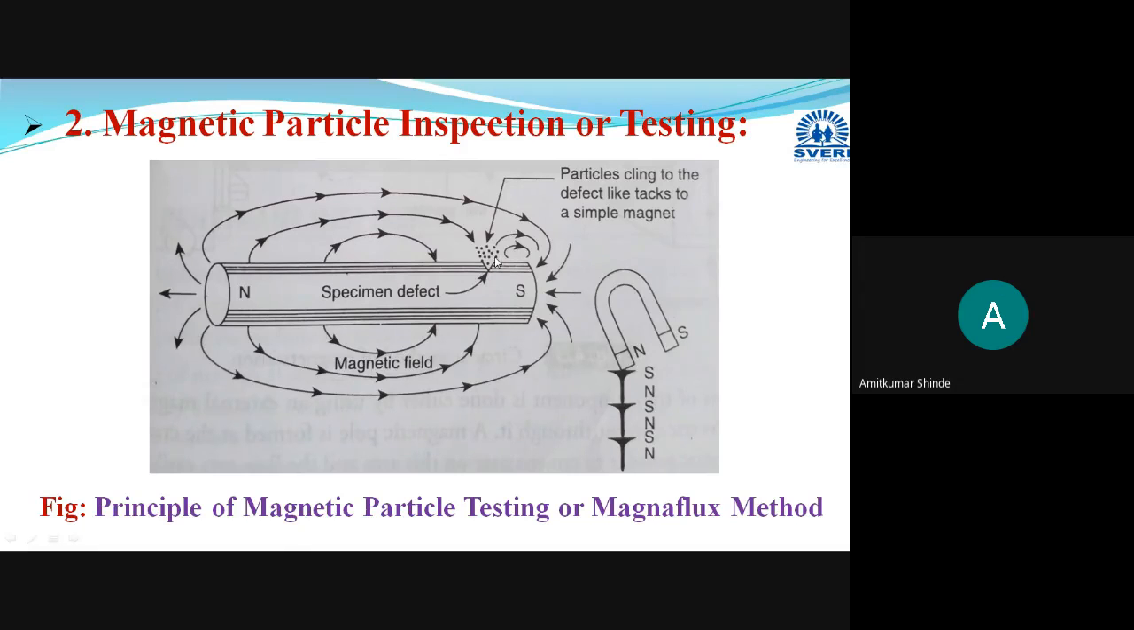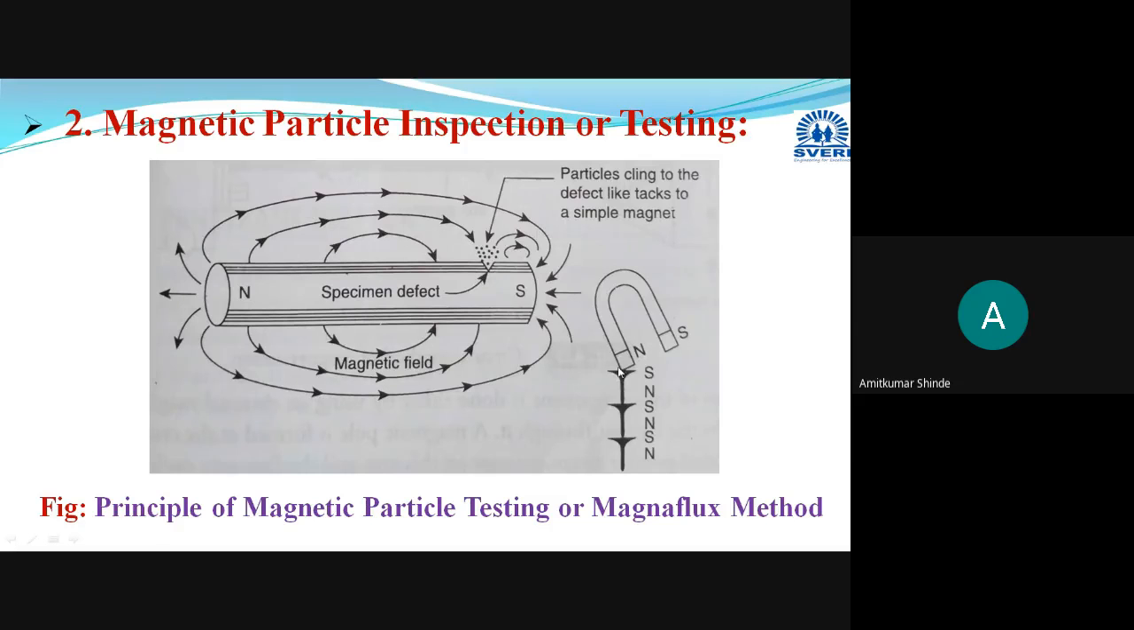In the first stage you do the magnetization, and in the second stage you apply the ferromagnetic powder on the surface. Due to the magnetic field, all the powder will move to the location where the crack is present, and depending on that, you will be able to identify the defect. Why does the powder move from the surface to the crack location? Because due to this crack, poles get formed, like this.